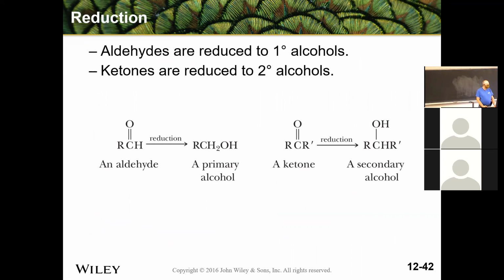Okay, next we'll look at reduction. Aldehydes are reduced to primary alcohols. Remember a few chapters ago, primary alcohols were oxidized to aldehydes, so this is going the other direction. Ketones are reduced to secondary alcohols.